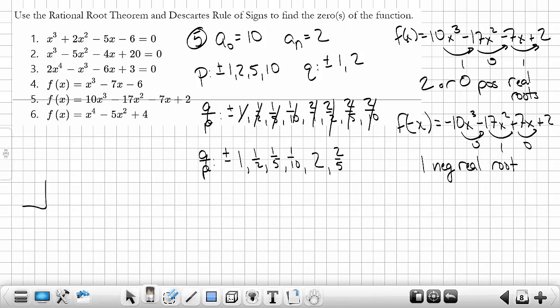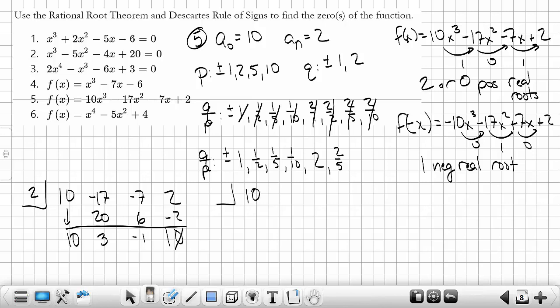Our coefficients, no gaps, 10, negative 17, negative 7, 2. Let's try 2. I'm feeling 2. 20, 3, 6, negative 1, negative 2. Yeah, it worked. So I found a positive. I didn't mean to go with positives. Oh well. So that means there's another positive at least. So let's go ahead and find that one.